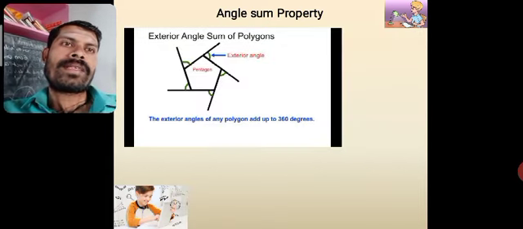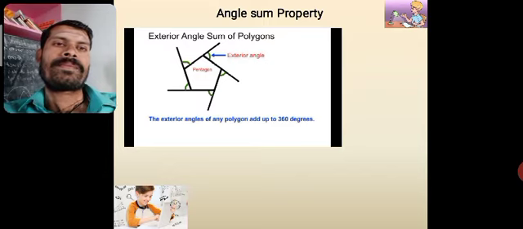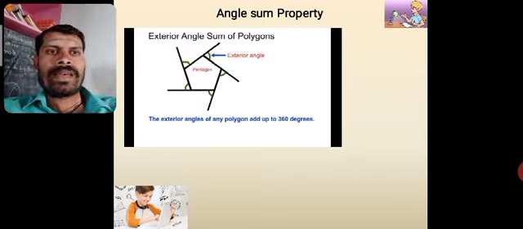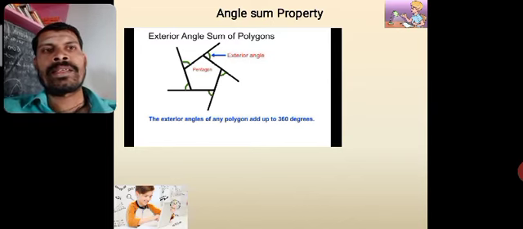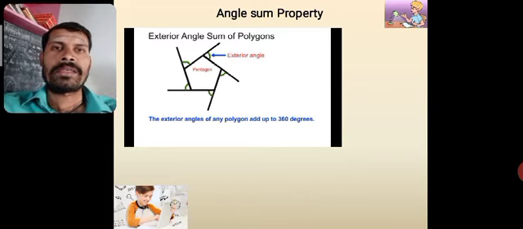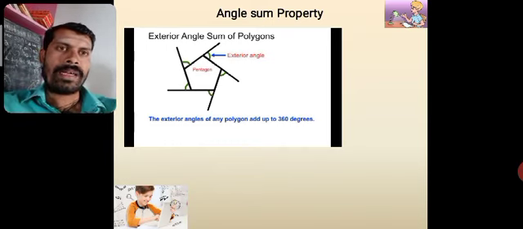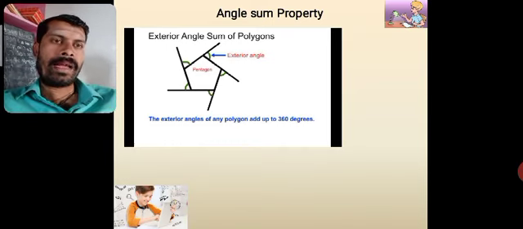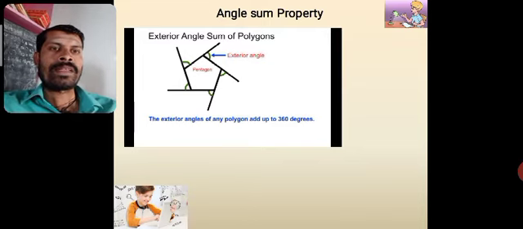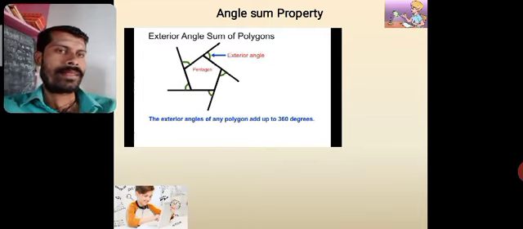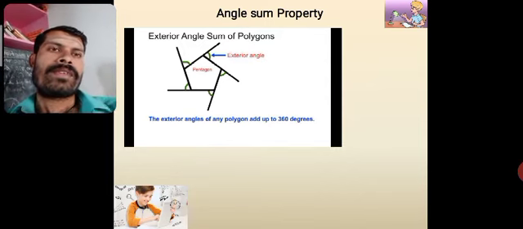How about the exterior angle? The sum of the exterior angles of any polygon is always 360 degrees. We know that one because 360 is the full circle, that is, the complete angle is 360 degrees. That means the exterior angles of any polygon add up to 360 degrees. This is general.